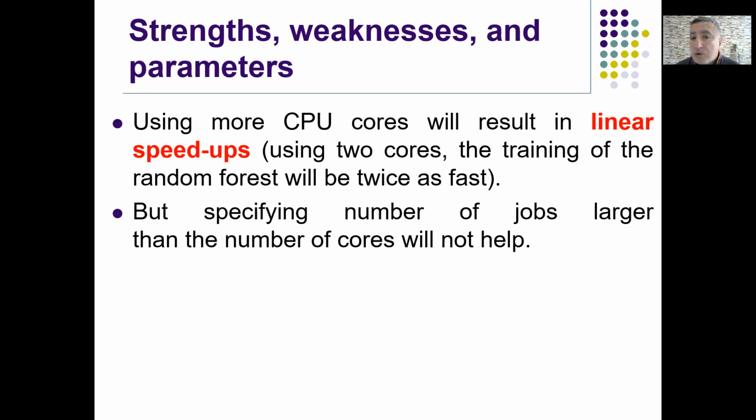So using parallel computation, it's a linear speedup. It means that if you have 100, for example, GPUs or CPUs, then training the random forest will be 100 times faster.